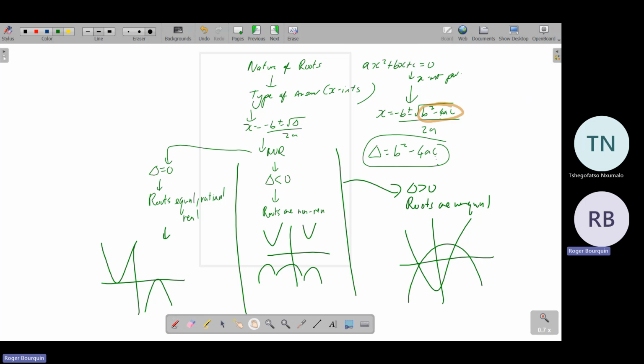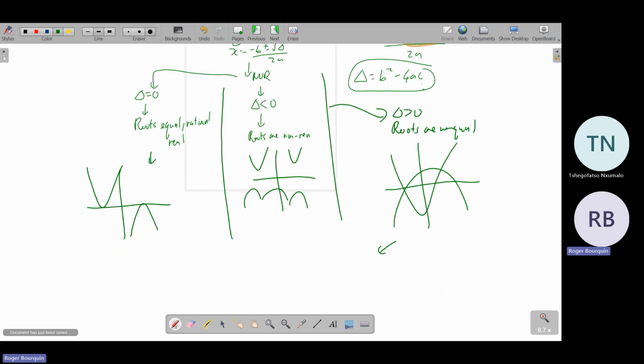But if delta is a perfect square, the roots will be rational. And if delta is bigger than 0, but not a perfect square, they'll be irrational. That's nature of roots. What's nature of roots? What type of answers? Fancy word for one answer: equal roots. Fancy word for two answers: unequal roots. Where does delta live? Under the house.